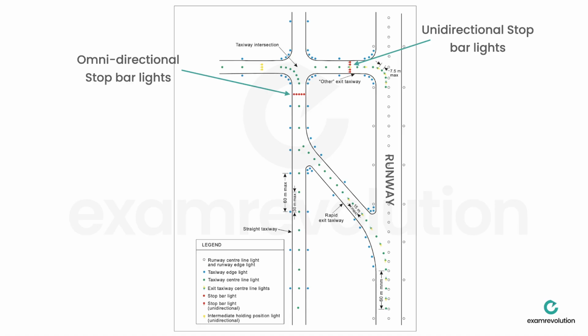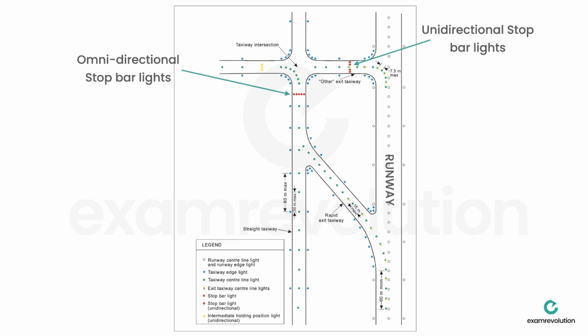That means ATC can control the traffic from the bottom of this taxiway and from the top of the taxiway. However, if you look at the other one, the one on the right hand side, unidirectional stop bar lights, those lights only show in one direction. Okay, so if you taxi on the taxiway and you stop before the runway where those lights are, you can only see them from that position. If you're on the runway and you exit the taxiway, you won't be able to see those stop bar lights because that is not used, right?